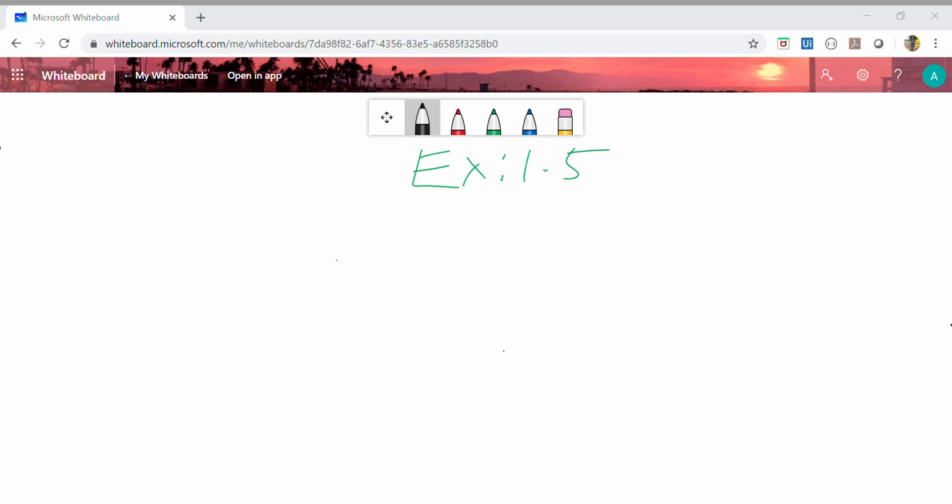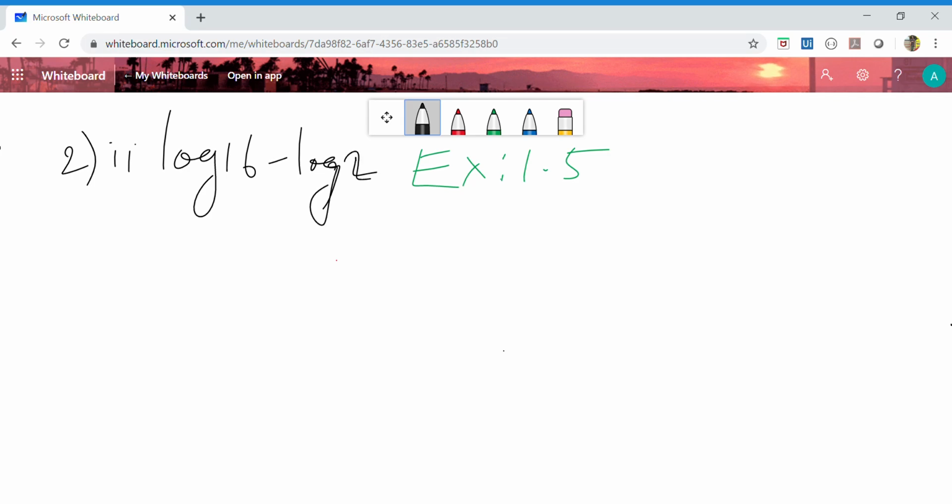Second question, second bit is log 16 minus log 2 to the base 2. And what is the question? Write the following expressions as log n and find their values if possible. Okay, you have to write in the form of log n. That means what? Single logarithm. We have to make them a single logarithm.